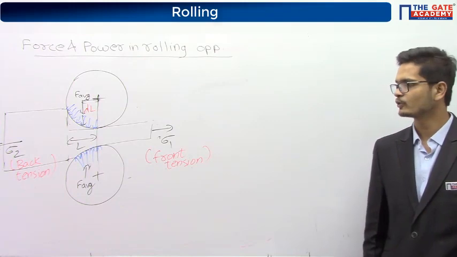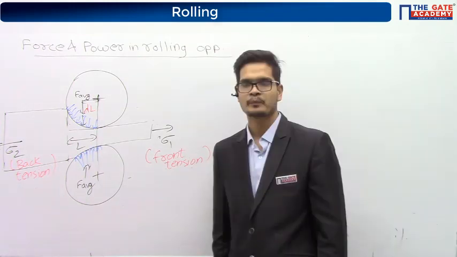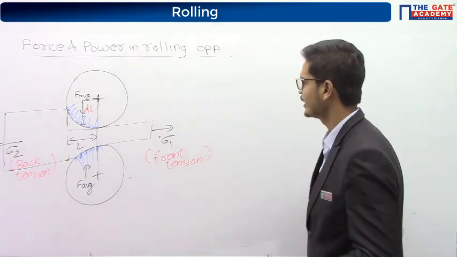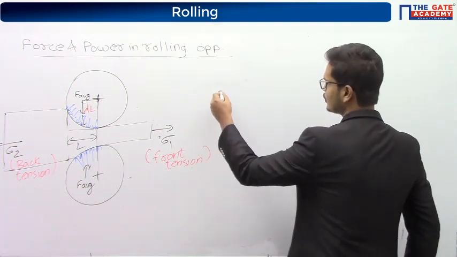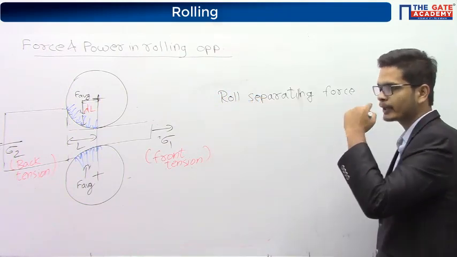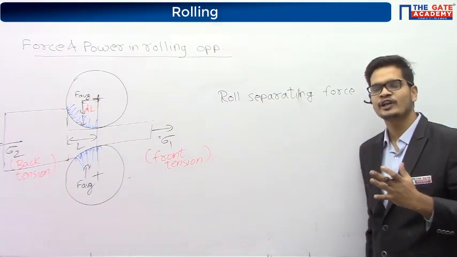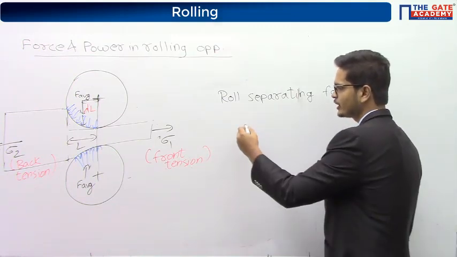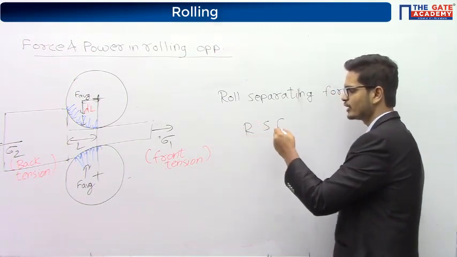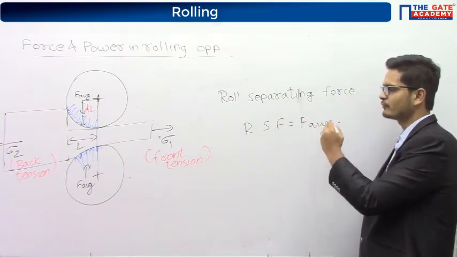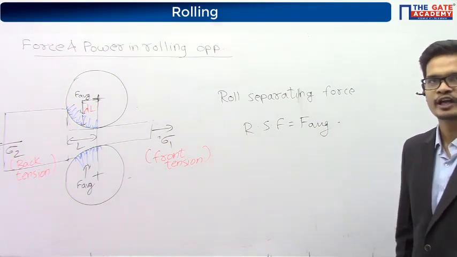This force will try to displace the rollers, and hence it is called the roll separating force. So in the exam, if they ask you to find the roll separating force, don't get scared. Roll separating force is nothing but F average.